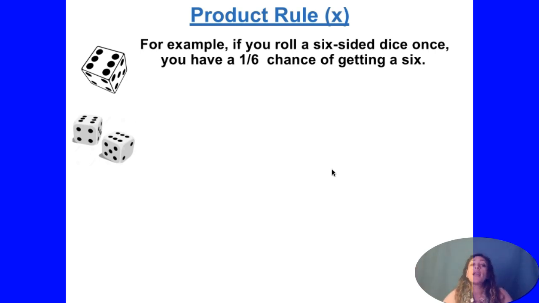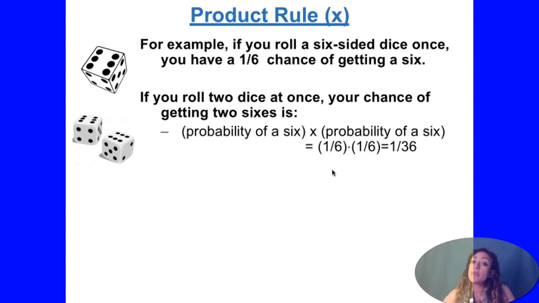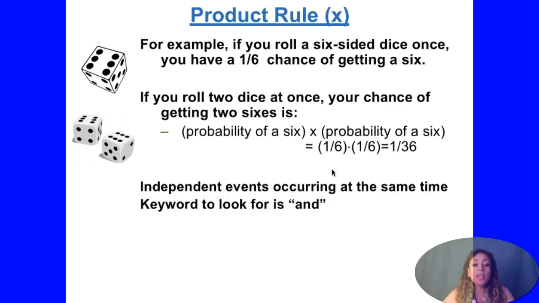of getting a 6. Let's say I roll 2 dice at the exact same time. How would I find out the probability of getting a 6 on the one die and a 6 on the other die? So you would actually multiply 1/6 times 1/6, and you get a 1 out of 36 probability chance of those two independent events occurring at the same time.